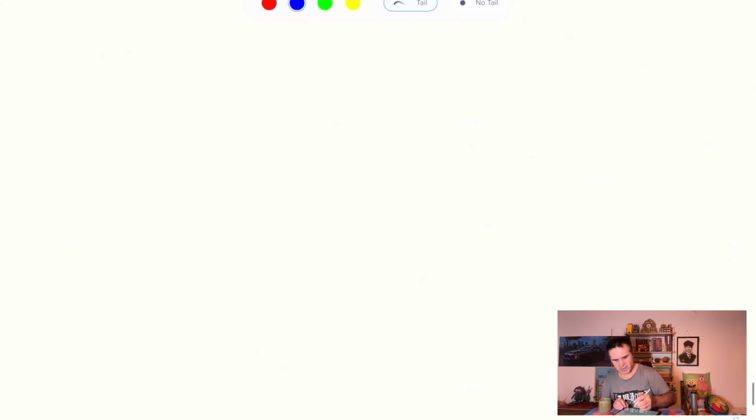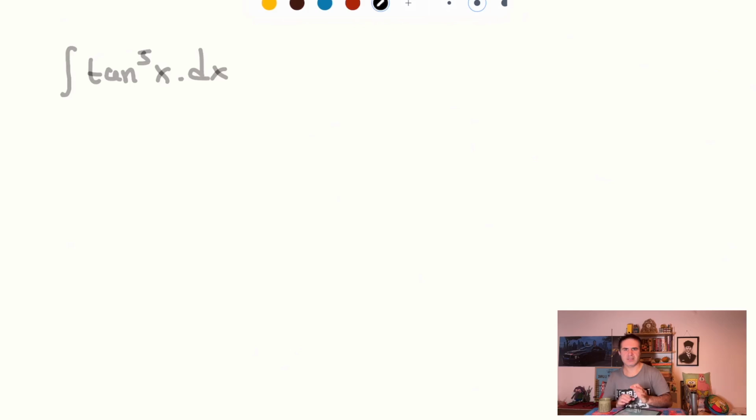Okay, let's write the integral again. Integral of tangent to the power of 5x dx. To evaluate this integral, you first need to know that the derivative of tangent x is equal to secant square of x. This fact is extremely useful and you will use it in many integrals.